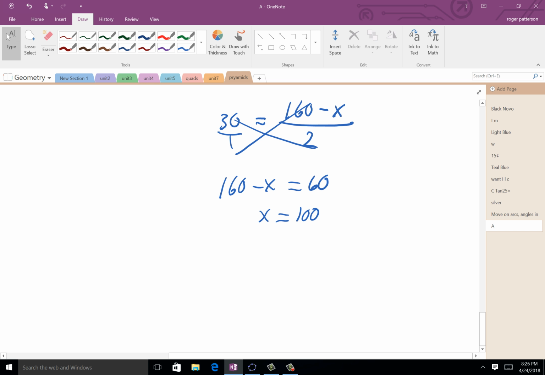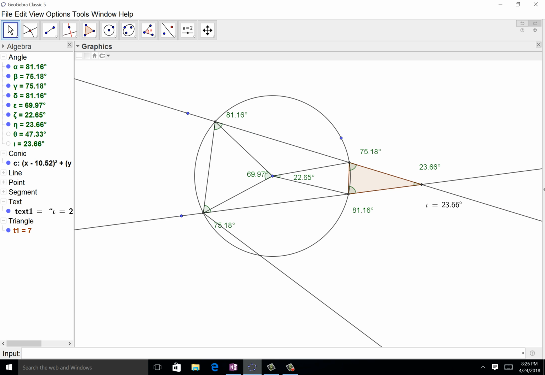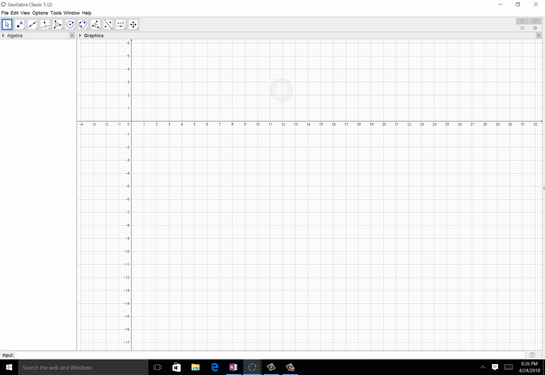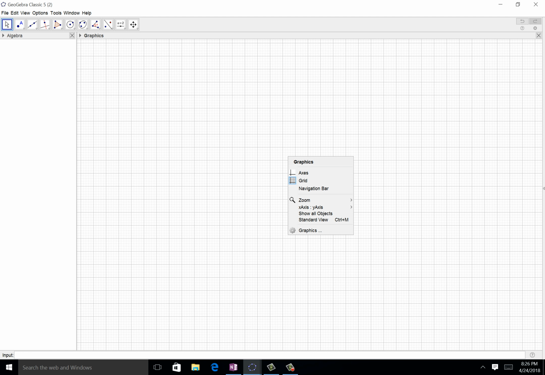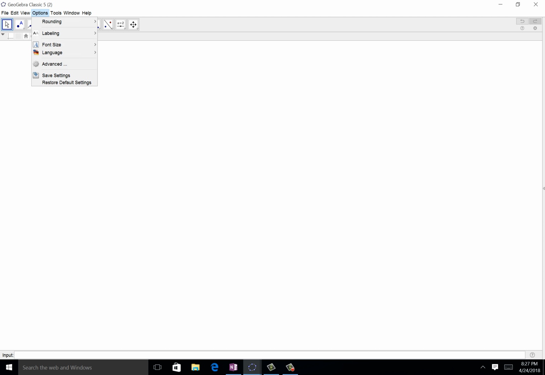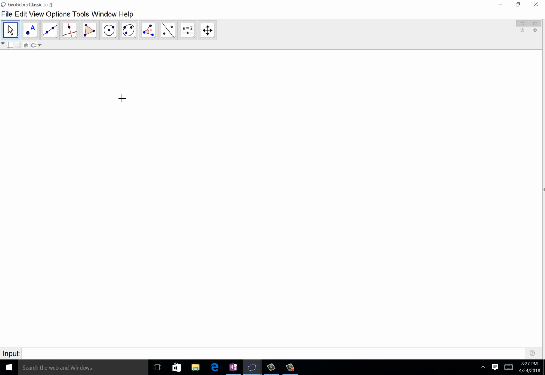Okay. So we have to do one more line here with circles. We're going to go back into GeoGebra. I don't need this drawing anymore, so I'm just going to go to File, and I'm just going to get a new window. And I don't want axes, and I don't want a grid, and I don't want the algebra for right now. I'm going to make mine a little bit bigger so you guys can see it better.